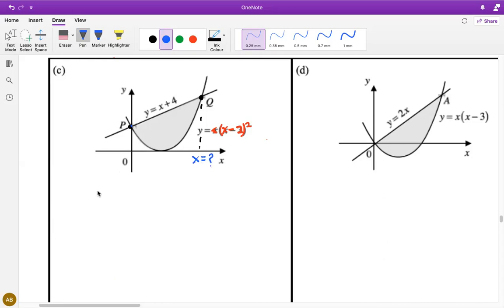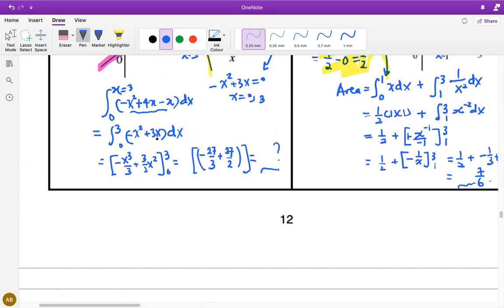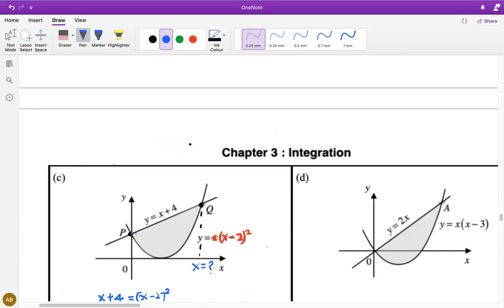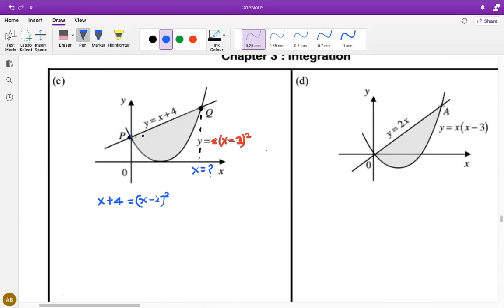Okay, so we need to solve x plus 4 equals x minus 2 squared, right? Actually, you can substitute, or you can do this first and then solve the expression equal to 0 also. But now, to avoid confusion, we do it first here. So we can say this is y1 and y2, just to solve what is P and Q.